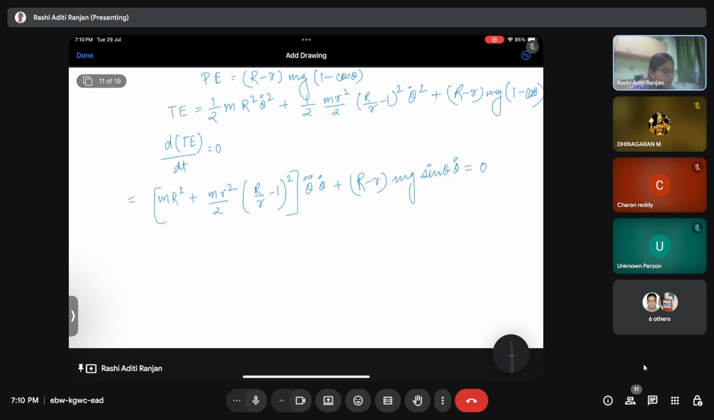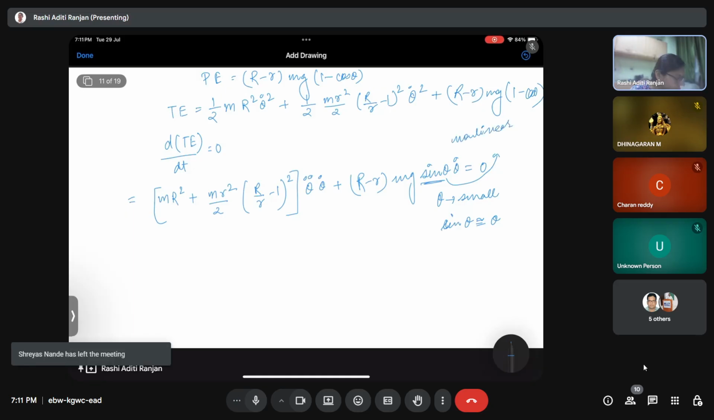Okay. Now, we already know that since theta is small, sine theta is nearly equal to theta. See, here I would like to emphasize one thing. This sine theta is essentially making my system non-linear, which is very important to study when we are talking about the physical system. However, here we are mostly concerned about the linear systems, so we'll use theta, okay? And this theta dot cannot be equal to 0.